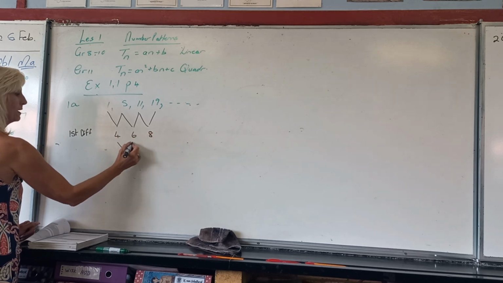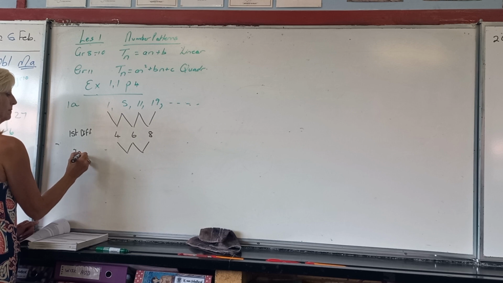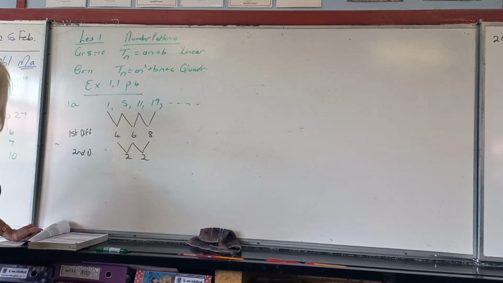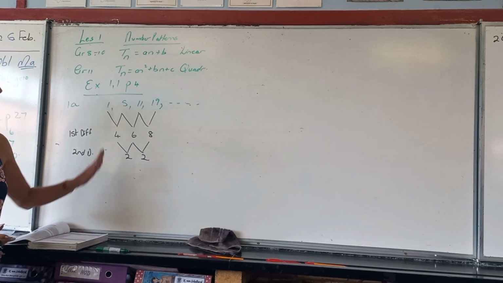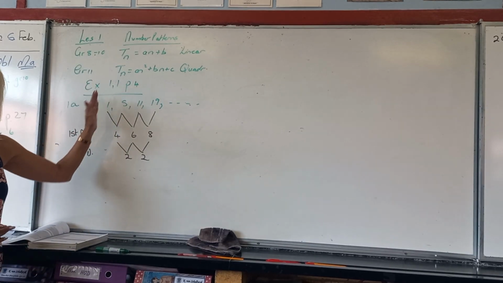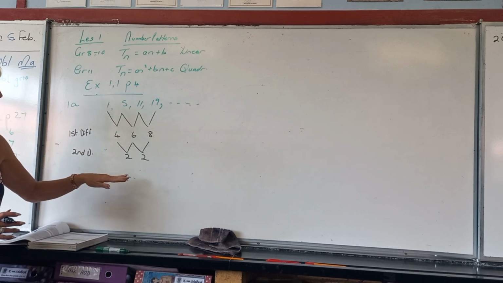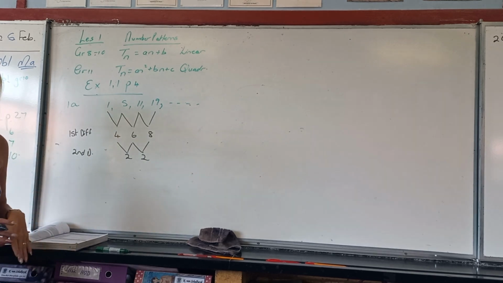Good. And then we find the second difference, which is 2. And make sure it's not minus 2. How do we do that? Always the second minus the first, the third minus the second, and so we go on. Always. Nice and easy, level 1, and here we go.